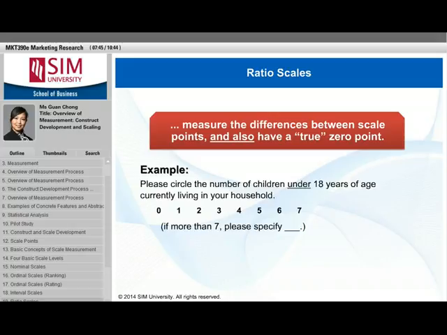A ratio scale is a scale that allows the researcher to identify the absolute differences not only between each scale point, but also to make comparisons between the raw responses. It also has a true zero point. For example, a respondent is asked to circle the number of children under 18 years old currently living in the household. He or she can circle a number from 0 to 7 and specify a number if more than 7.